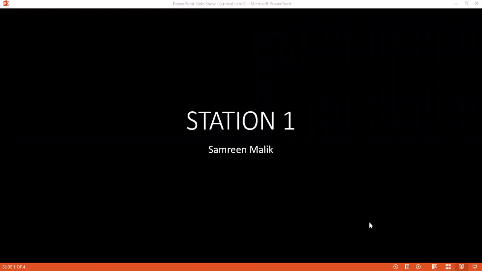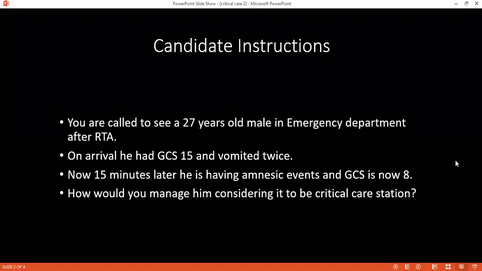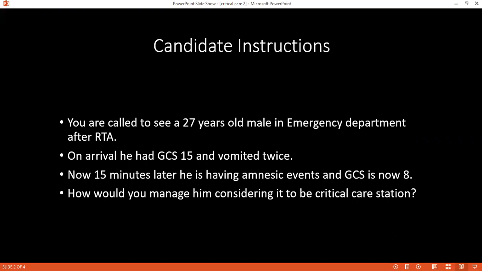Started the timer, and here is your question. If you have read and understood, considering it a critical care scenario, how would you manage this patient now?